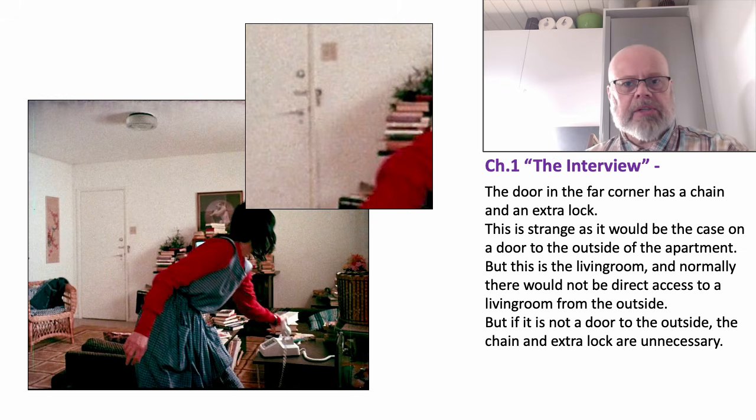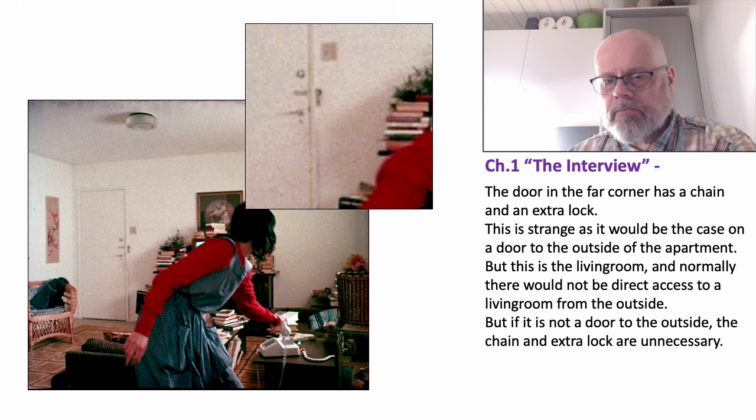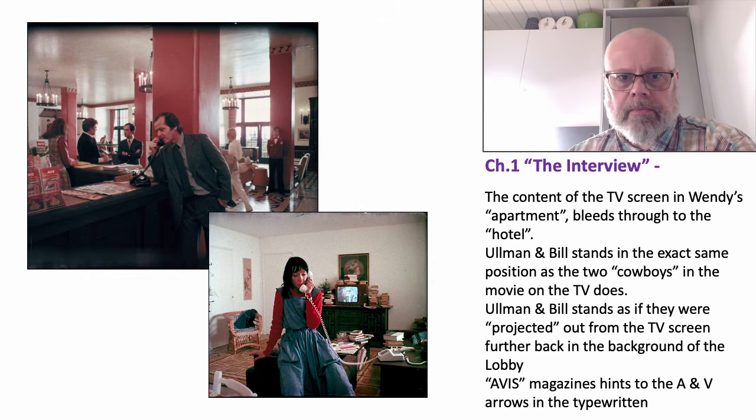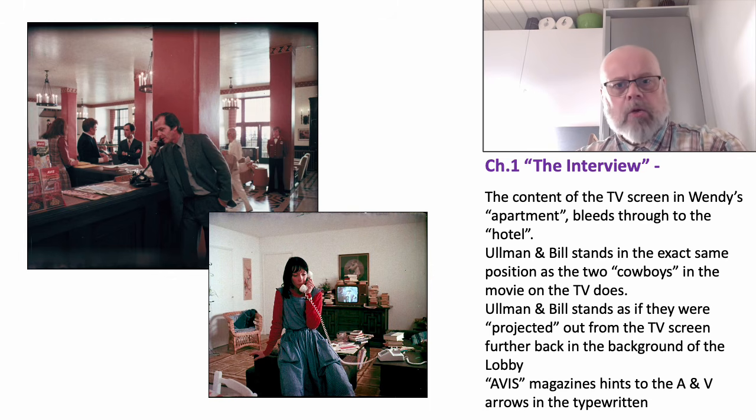This is sort of a continuity issue, and I should have written continuity up there, right? Or at least it's something that you will see in the hotel later, this lock and chain. The content on the TV screen in Wendy's apartment as she talks on the phone bleeds through to the hotel. Ullman and Bill stand in the exact same position as the two cowboys in the movie on the TV, right? Ullman and Bill stand as if they are projected out from the TV screen into that scene there, further back in the background of the lobby.